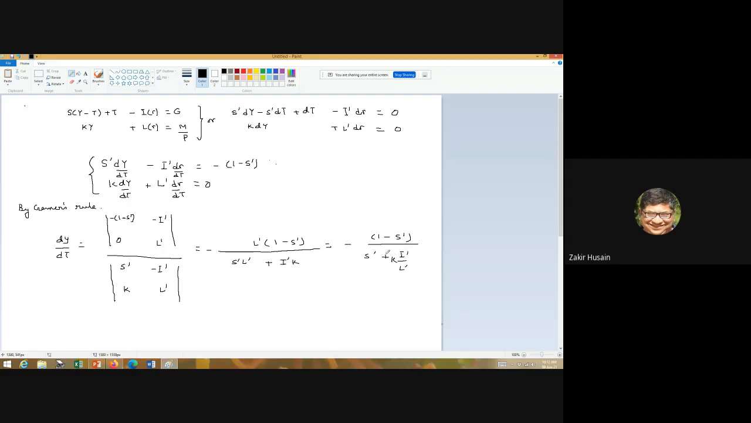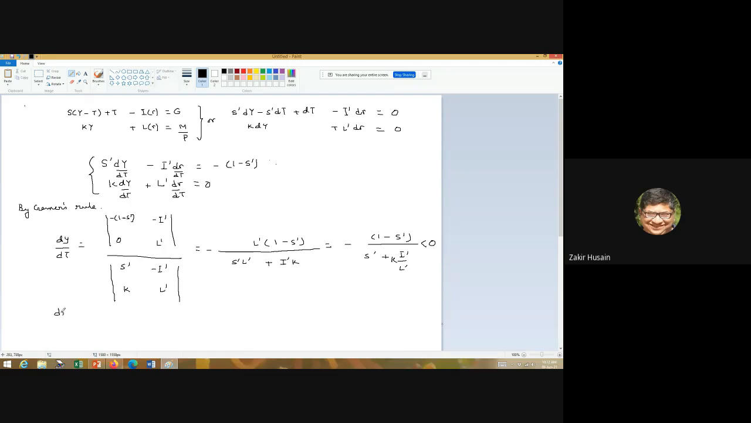Both of them are negative, so this term will be positive. So the denominator is positive. And if S prime is less than 1, the numerator is also positive. So it is negative. Okay, so you have to explain the signs.